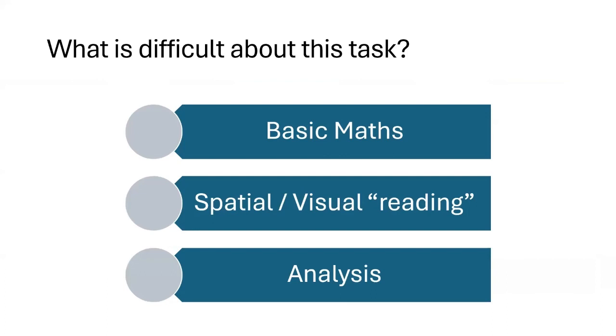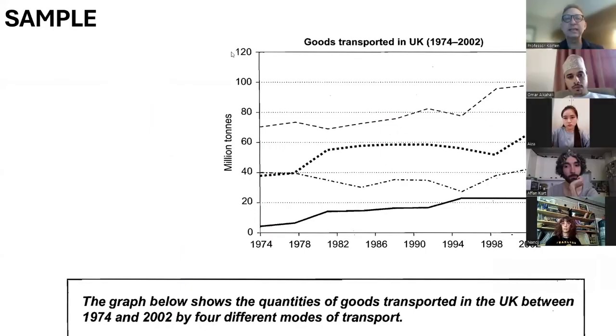Now, why is this task difficult? It's difficult if you're not great in math. It's difficult if you are sometimes challenged with spatial or visual reading, so looking at graphs and charts. And at some point, it requires analysis. So you can see that it's very different to task 1.